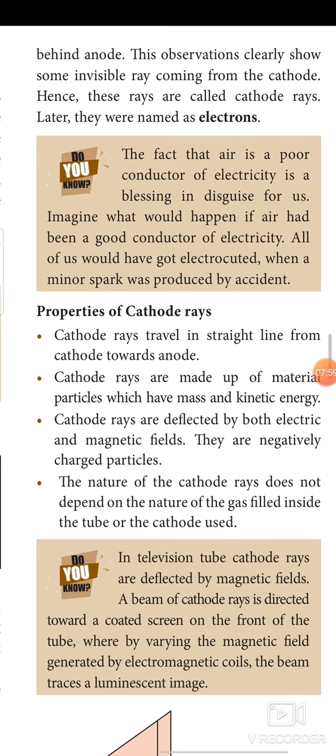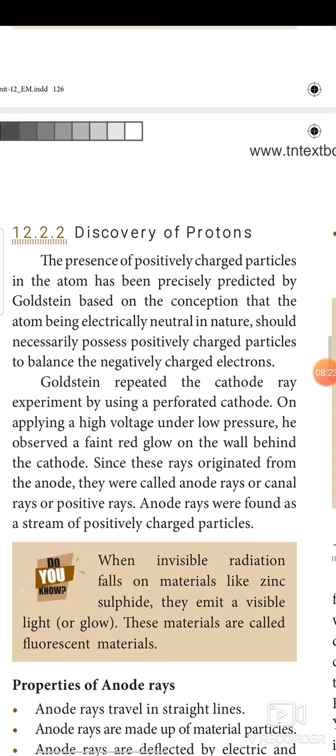Next, we shall see the discovery of the proton. The presence of a positively charged particle in the atom was previously predicted by Goldstein, based on the concept that the atom, being electrically neutral in nature, should necessarily possess positively charged particles to balance the negatively charged electron. Goldstein repeated the cathode ray experiment by using a perforated cathode. On applying a high voltage under low pressure, he observed a faint red glow on the wall behind the cathode. Since these rays originated from the anode, they were called anode rays or positive rays.